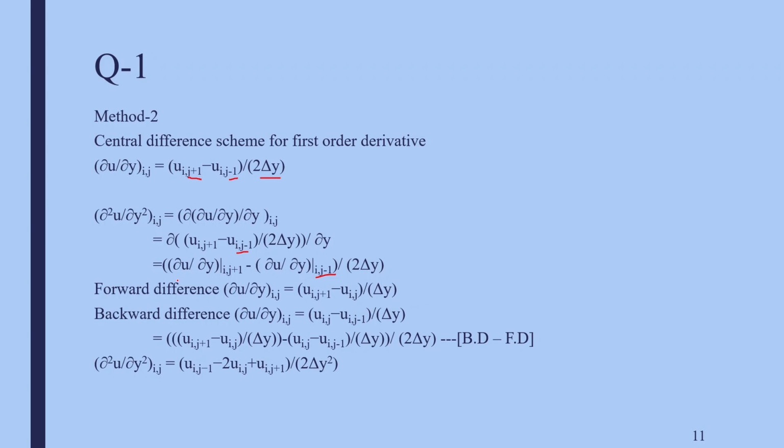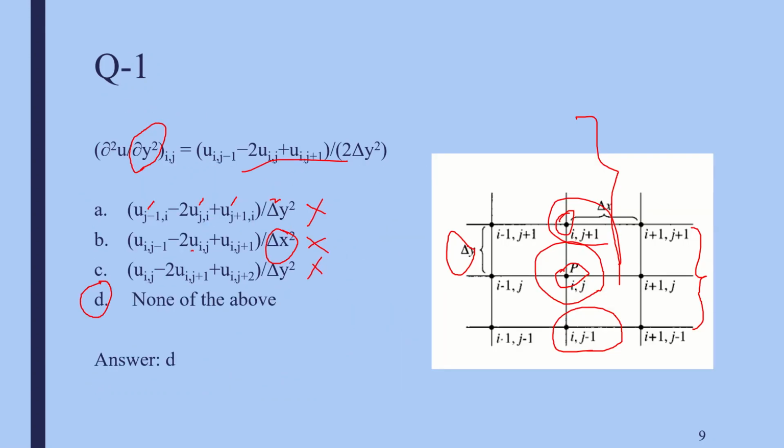So if we use forward difference for this, del u by del y at i comma j, we would be getting it as u i,j plus 1 minus u i,j by delta y. And for backward difference, u i,j minus u i,j minus 1 by delta y. So here we are using this particular formula and substituting it here, and similarly we would be getting del square u by del y square is equal to u i,j minus 1 minus 2 u i,j plus u i,j plus 1 divided by 2 delta y square. This 2 was missing in the option A, that's why option A was not the right answer.